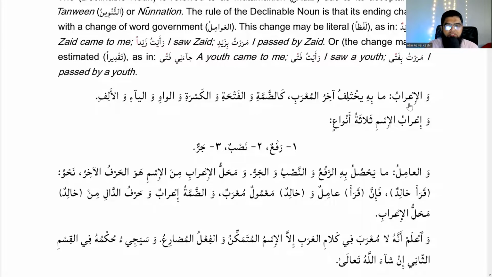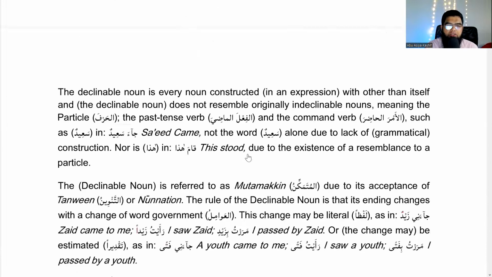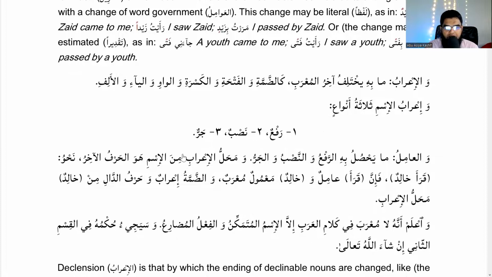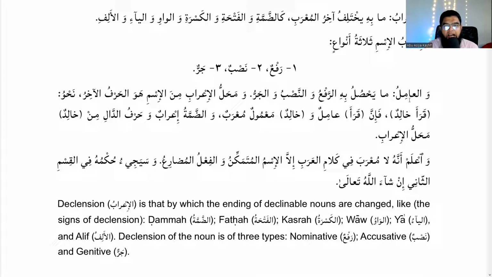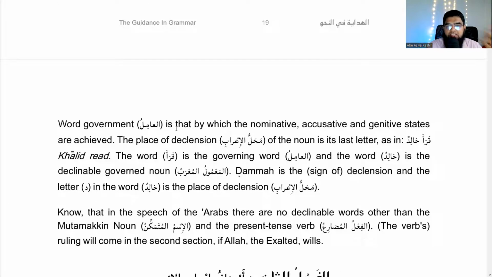So he's giving definitions. This is i'rab. He started with what? Ismul mu'rab. And we talked about all this. So what are the signs of i'rab? He gave dhamma, fatha, kasra, waw, alif, and ya. All these are signs. And then amil. What is an amil? Ma yahsulu bihi ar-raf'u wan-nasbu wal-jarru. Word government, that is the agent, is that by which the nominative, accusative, and genitive states are achieved.